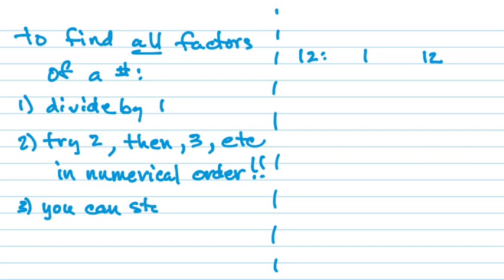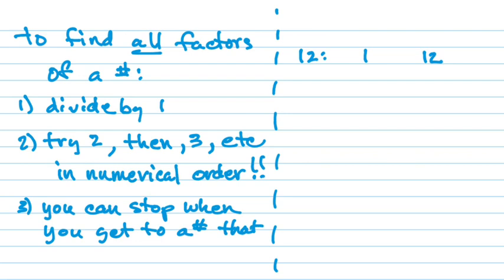You can stop when you get to a number that is already on your list. So we always know we can stop when we get to a number that we already have written down on our list. So let's just continue doing 12.